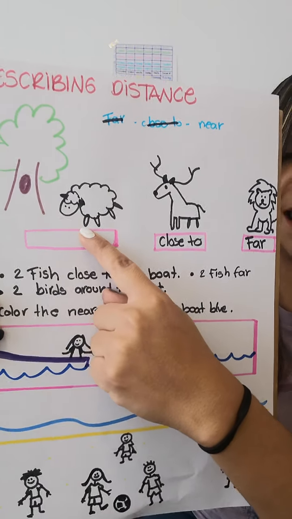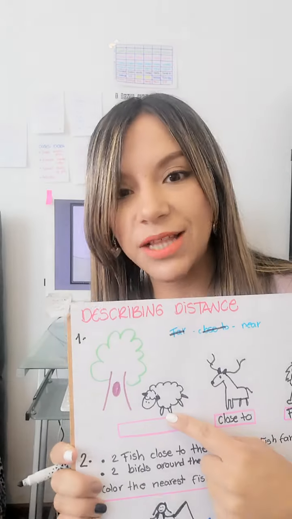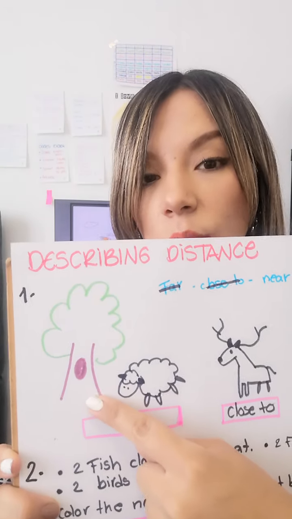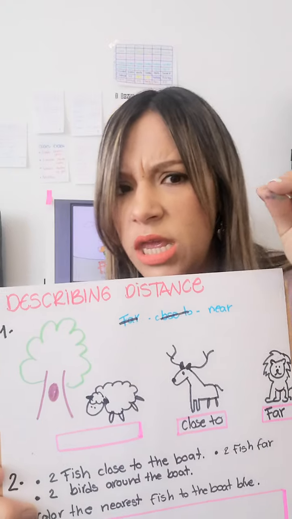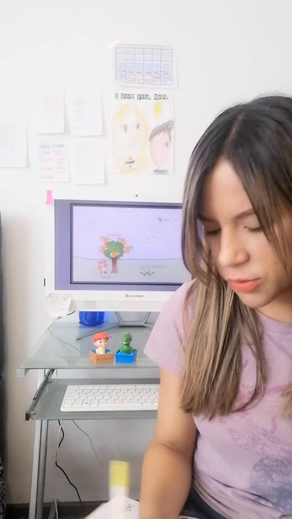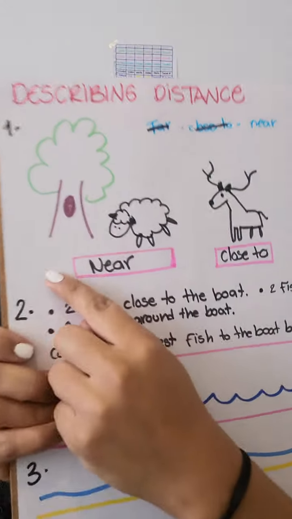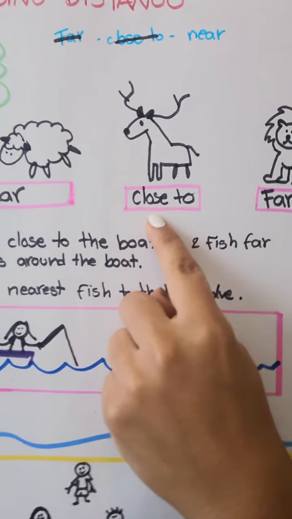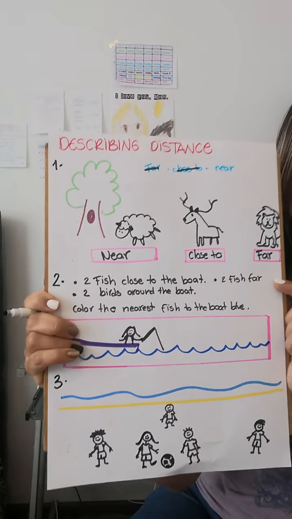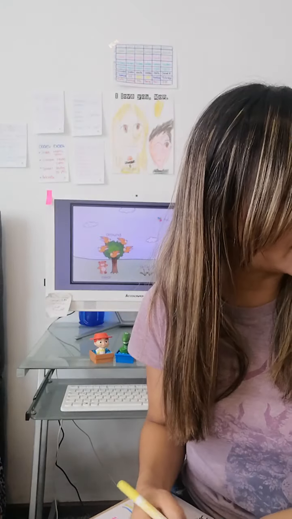And finally, the sheep. I bet you know this one. The sheep is near the tree. Remember, near, super cerca. Super cerca. So near the tree. So in this case, it will be near, close to, and far. Very good. Now, let's go to step number 2 or exercise number 2.